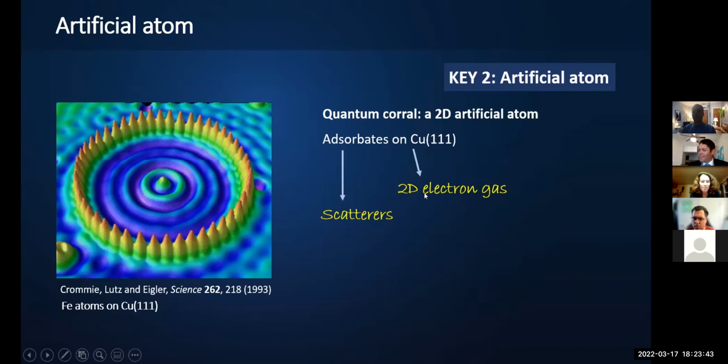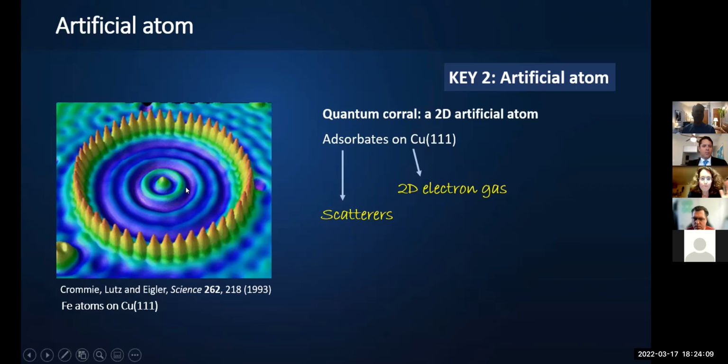Yeah, in this case, so it really depends on the purpose. In this case, it's pretty simple. We have this copper surface, which has a nice, we call it 2D electron gas. So electrons basically in 2D at the surface, and we want to use the atoms as scatterers for them to create this kind of standing wave, which is orbital-like.